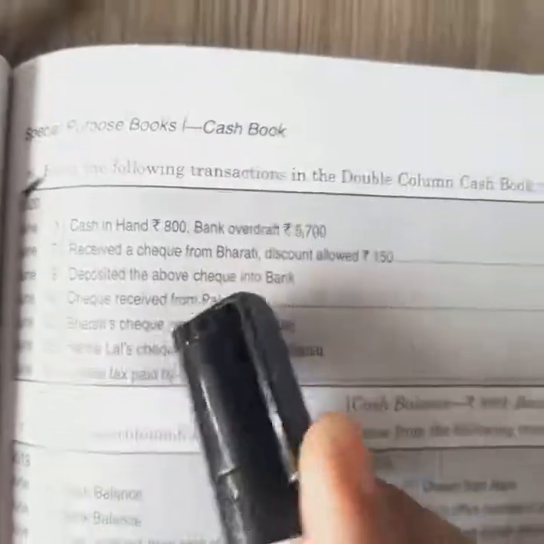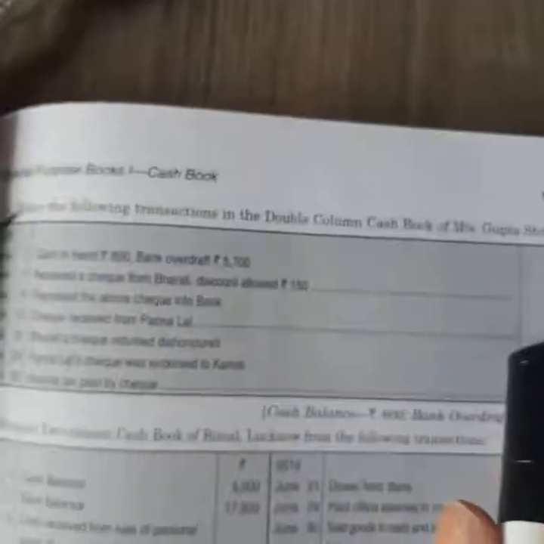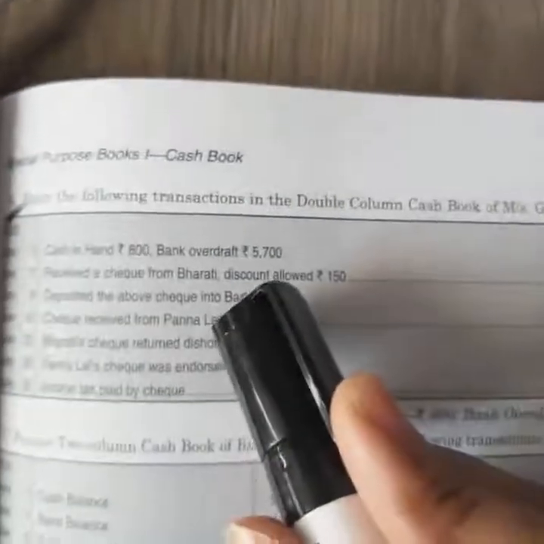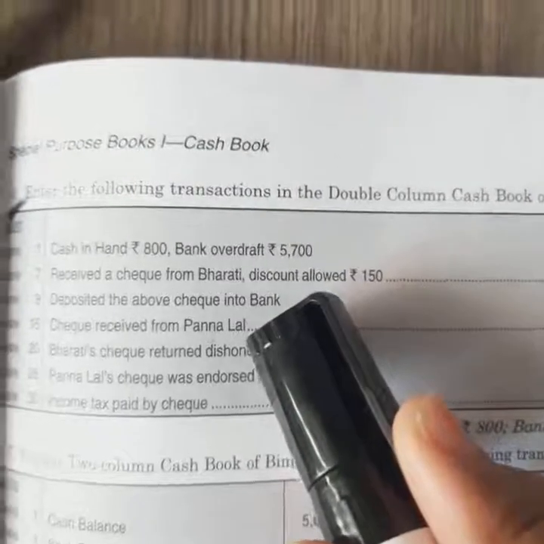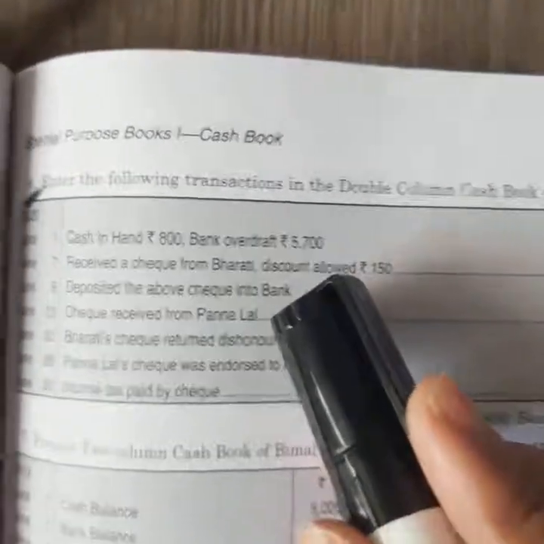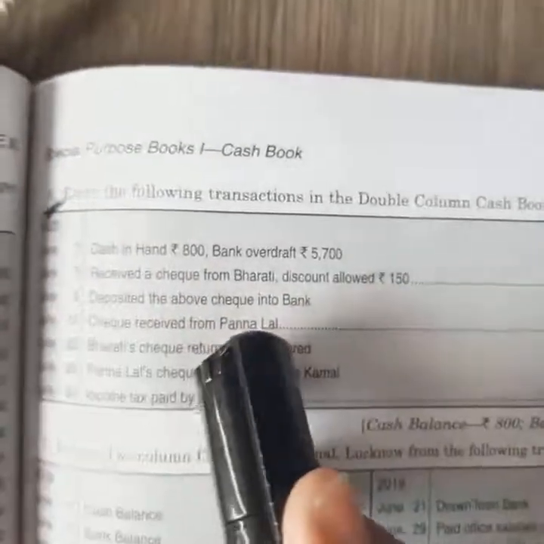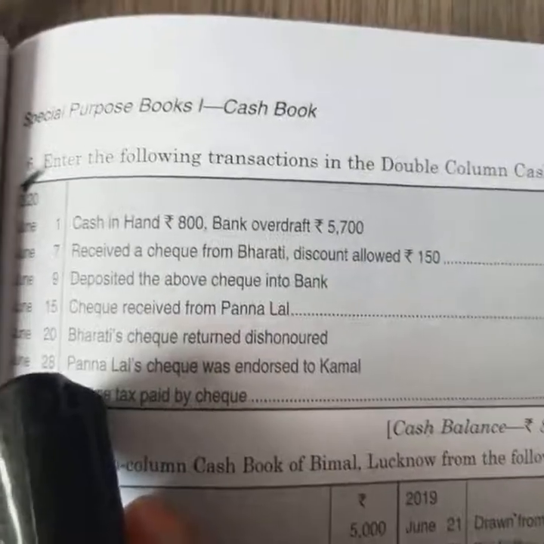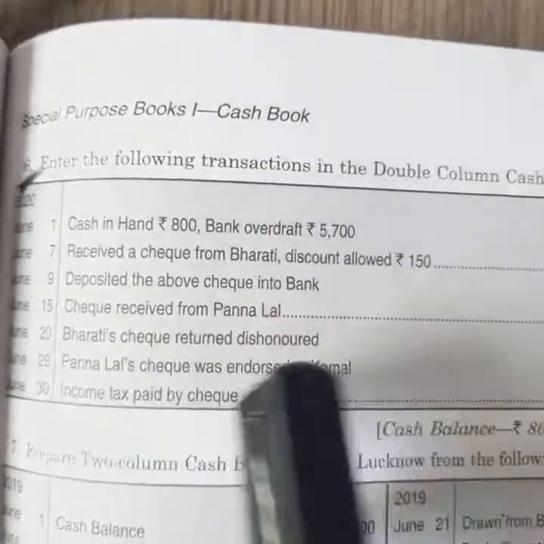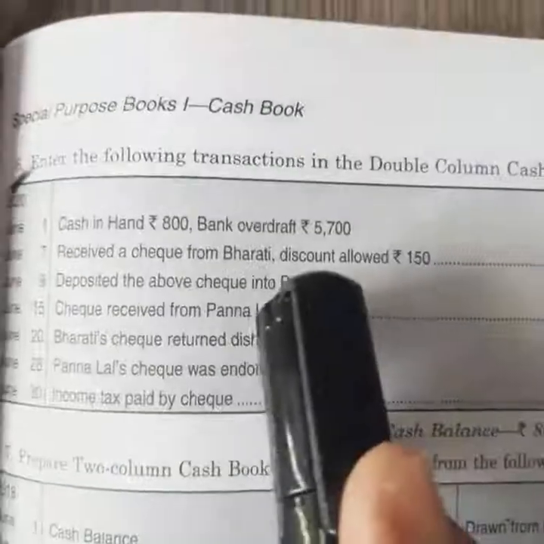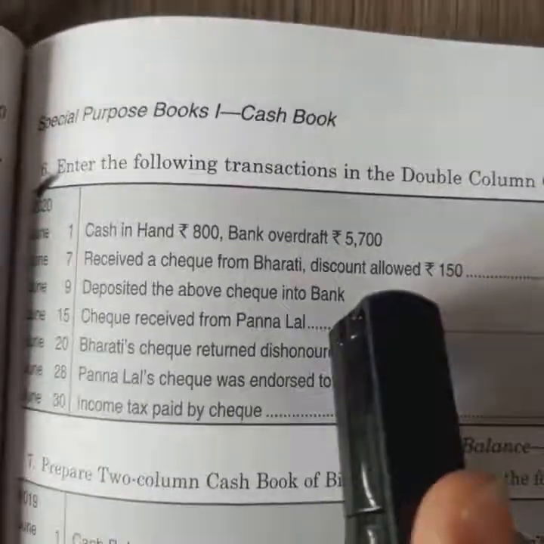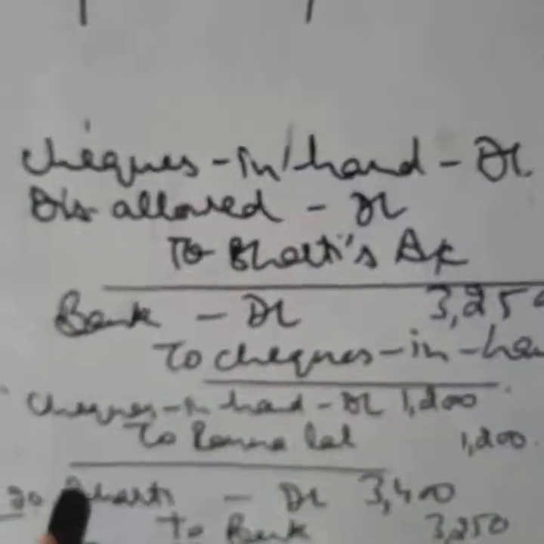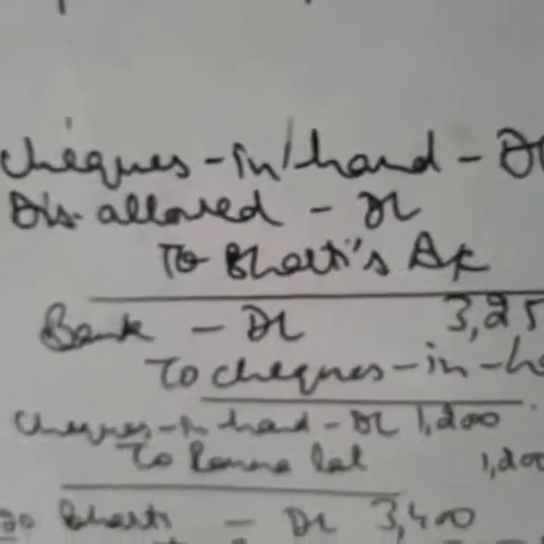Next is June 15th. Check received from Panna Lal for 1200. We'll read the rest of the question also to see whether the check is deposited the same day or not. June 20th is regarding Bharti's check and 28th it is written Panna Lal's check endorsed to Kamal. So we are not depositing this check on June 15th. So we'll write checks in hand debit 1200 to Panna Lal's account 1200.